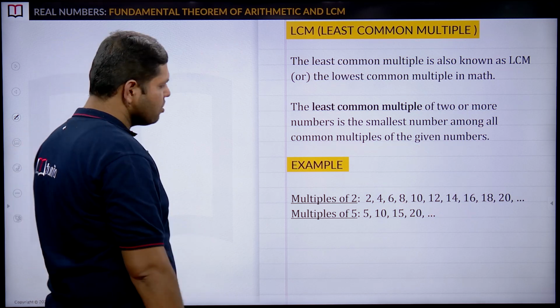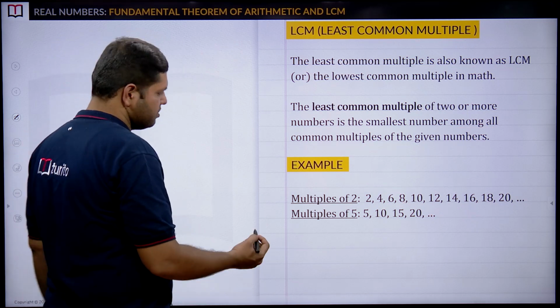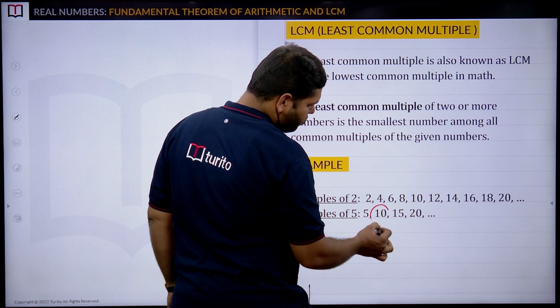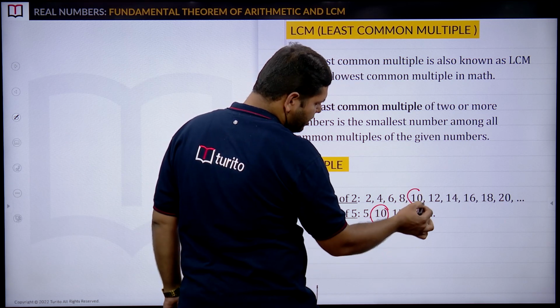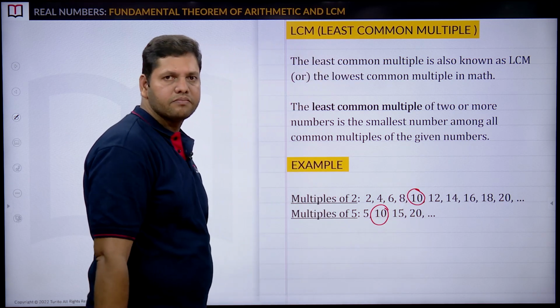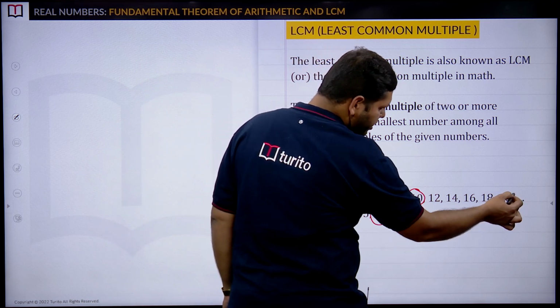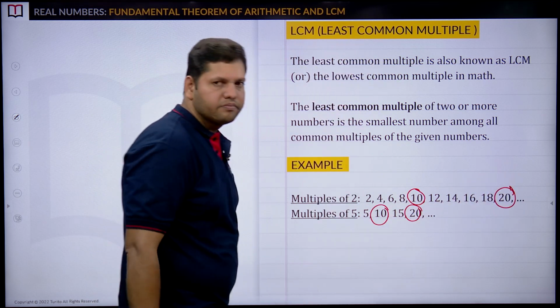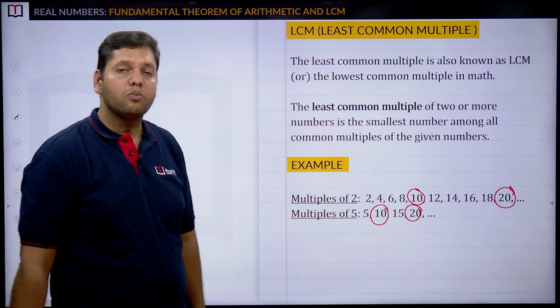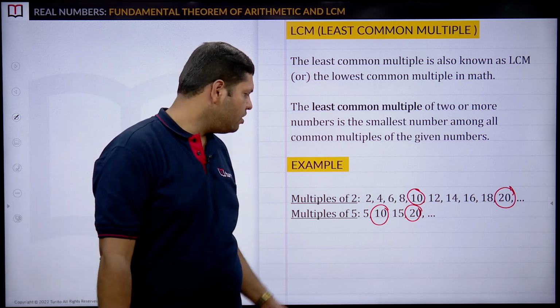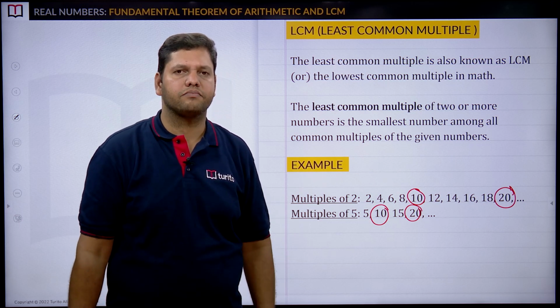So can you tell me, children, what are the common multiples between them? Yes, there are common multiples. So I can say 10 is a common multiple and here also 10 is a common multiple. And I can say 20 is also a common multiple, and here also 20 is a common multiple. So 10 and 20 both are common multiples of what, children? Of 2 and 5.